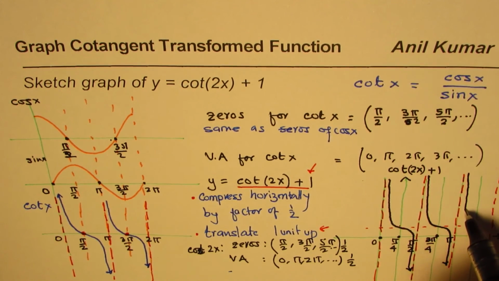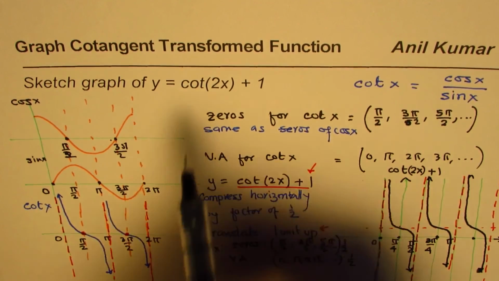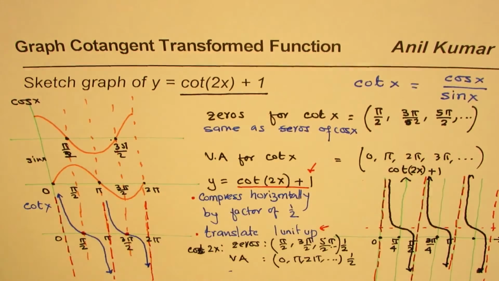Do you get an idea, right? So what we have done here is that we have changed the scale, right? So that becomes the graph for the required function cot 2x plus 1.